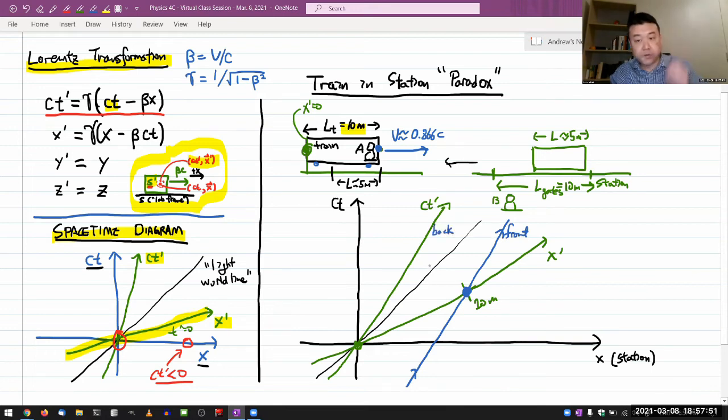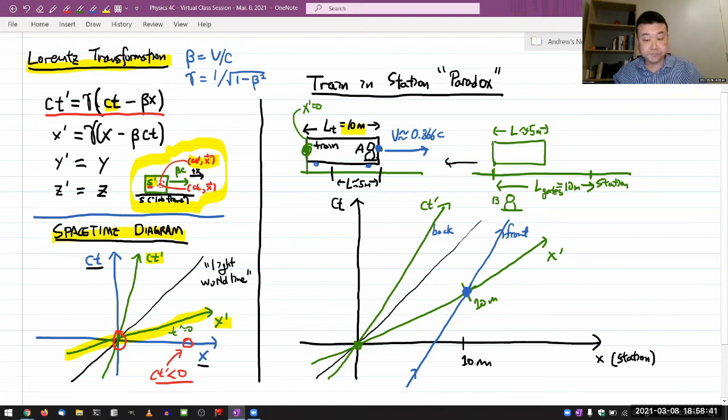And let me try to set up my coordinate axes so that we are trying to close the gate when the back of the train aligns with the left side gate. So that's where t equals zero will be. At t equals zero, the back of the train is right at the gate. And the front of the gate, it should be, let's see here. I'm just eyeballing the scale. I think the scale should be around here, for the 10 meter length in the station frame.